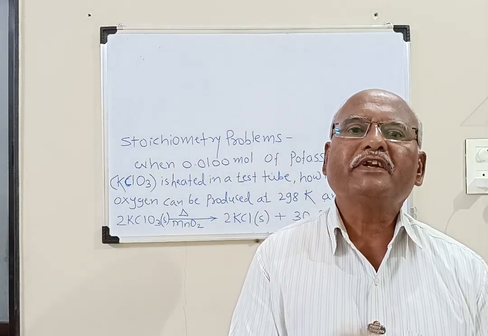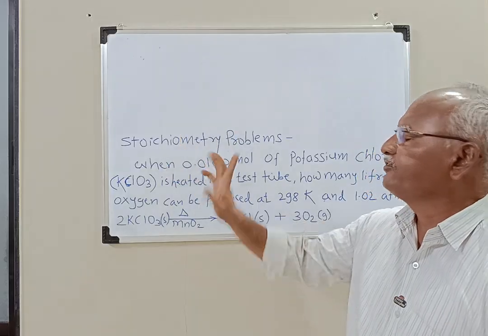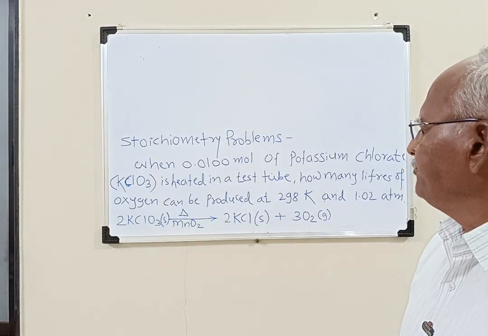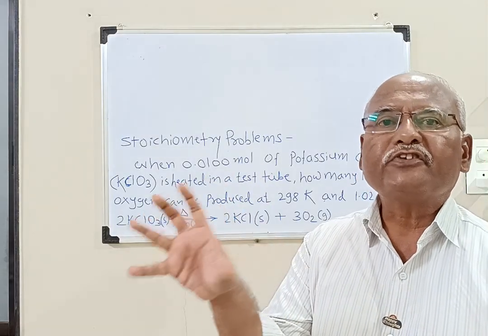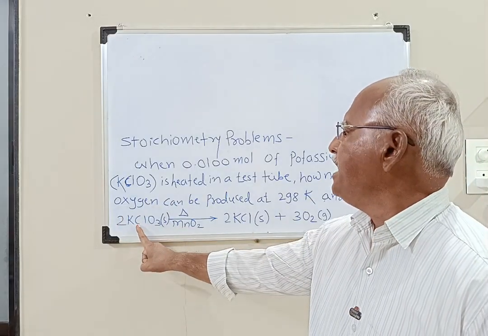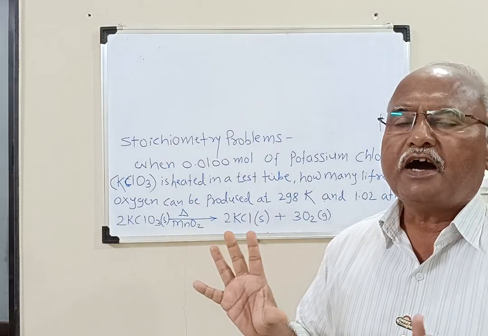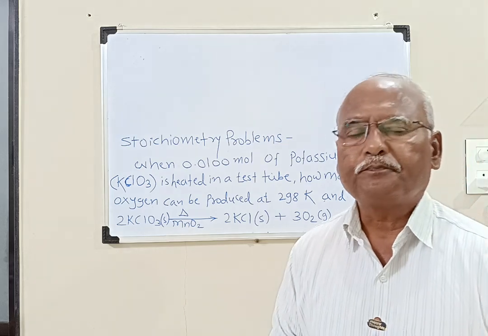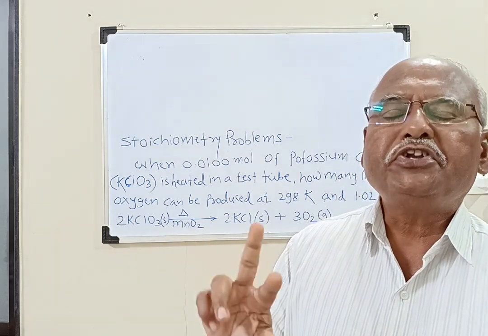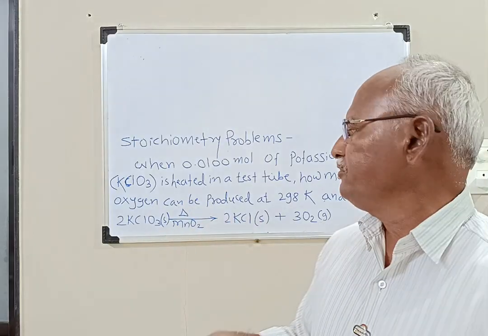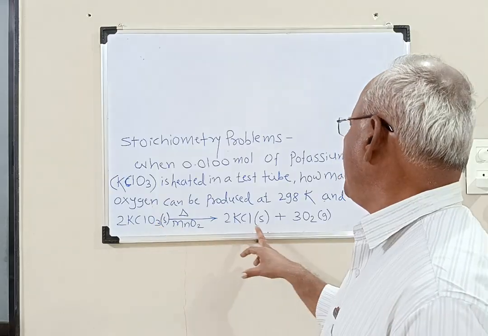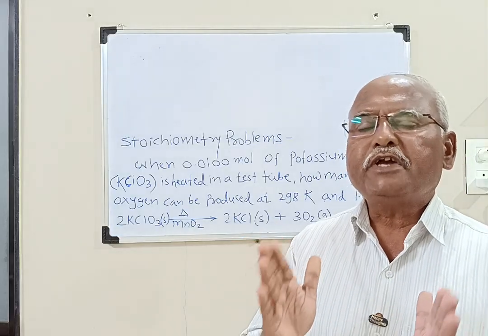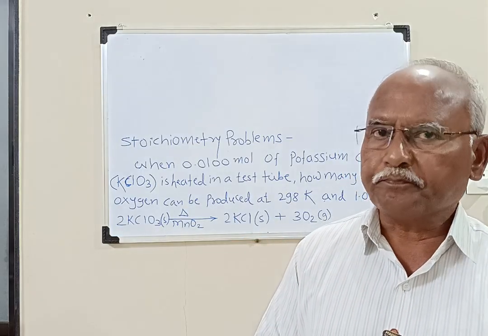A stoichiometry reaction is a balanced chemical reaction in which quantitative relationships between reactants and products are given. So, first we are going to solve one simple problem.